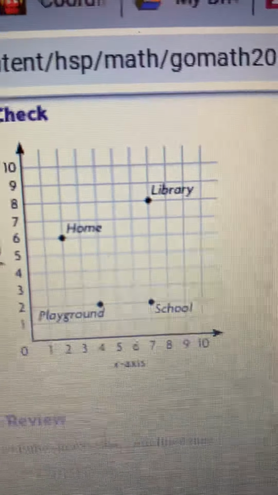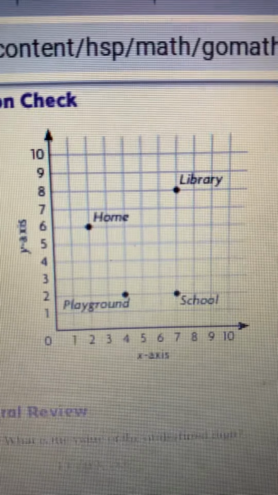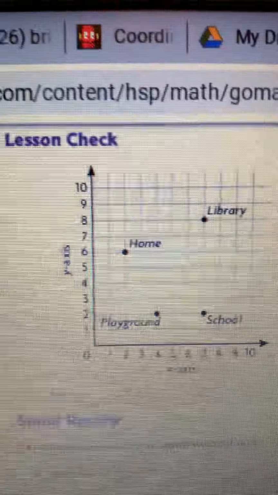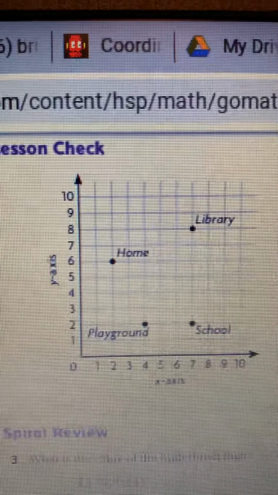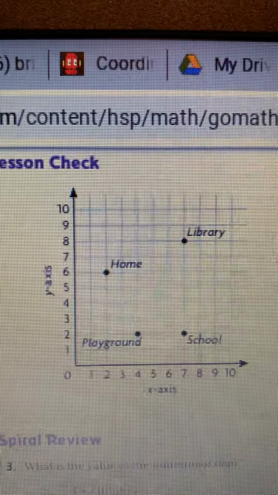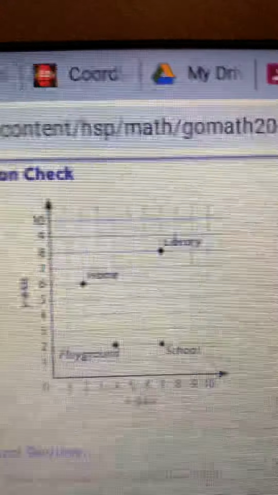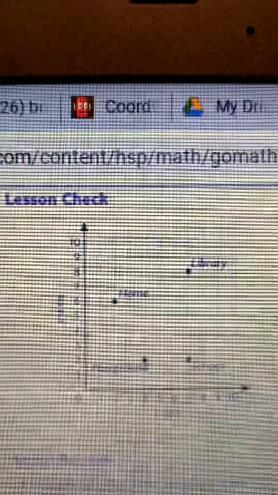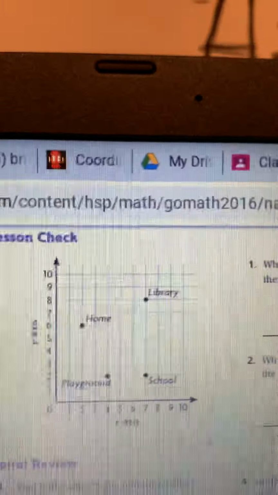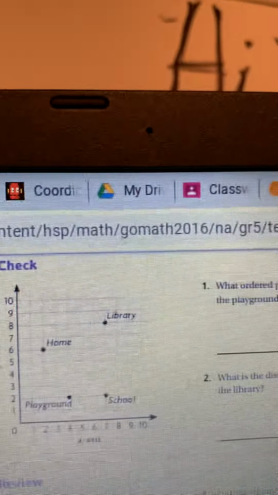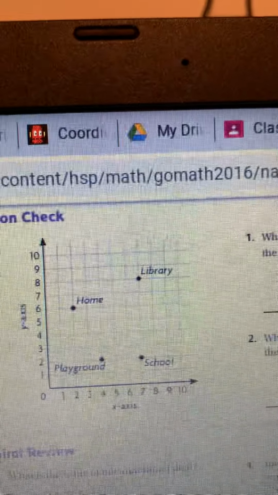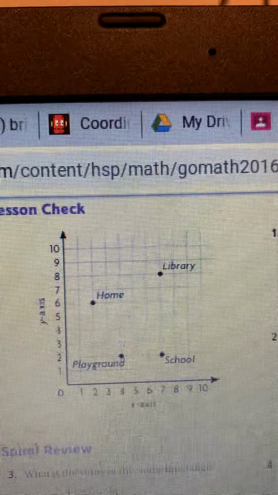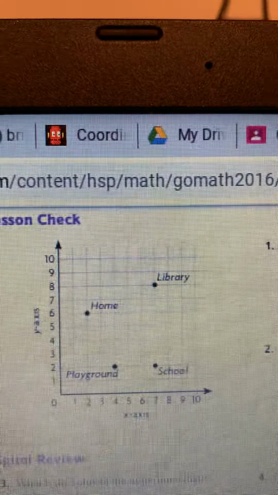All right, if we are looking at this grid, what ordered pair describes the location of the playground? Remember, always go x-axis and then y-axis to get that. So for the playground, we're going to go out 1, 2, 3, 4, and then up 1, 2. So the ordered pair for the playground would be 4, 2.